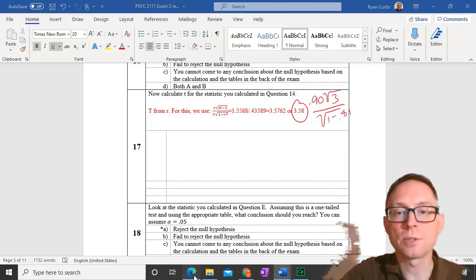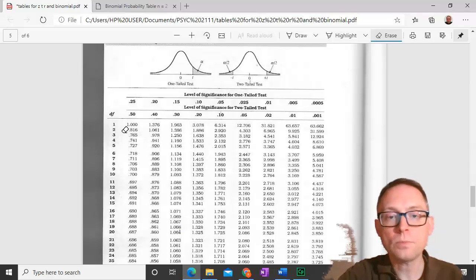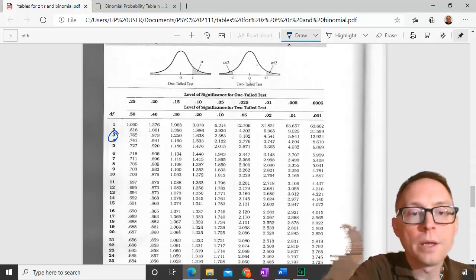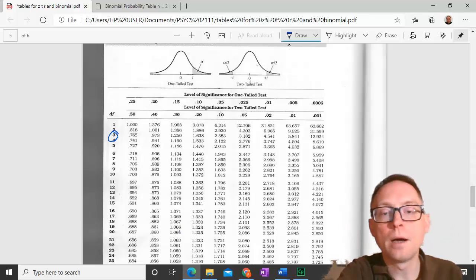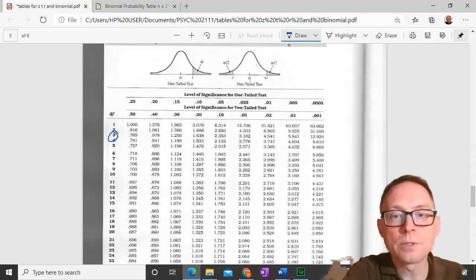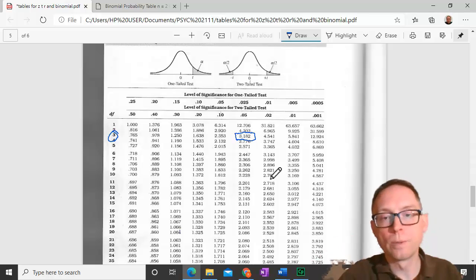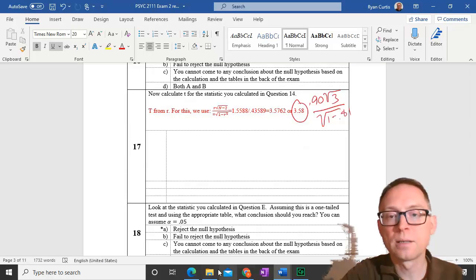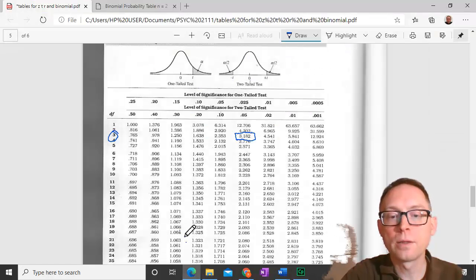Now, when we look at that on the t table right here, the degrees of freedom that we've been working with would be 3 because we had an n of 5, right? That means for a two-tailed test, we would need to get a t value of at least 3.182 in order to reject the null hypothesis. And so we got 3.58. 3.58 is more extreme. It's farther away from 0 than 3.182. So we would reject the null hypothesis.